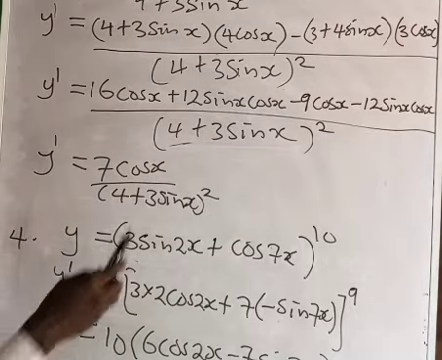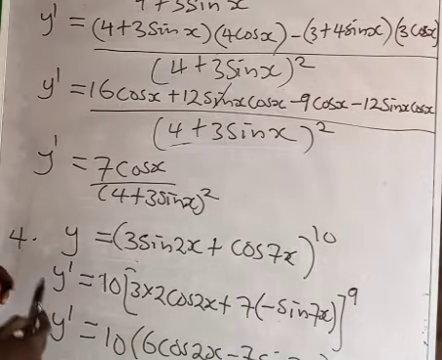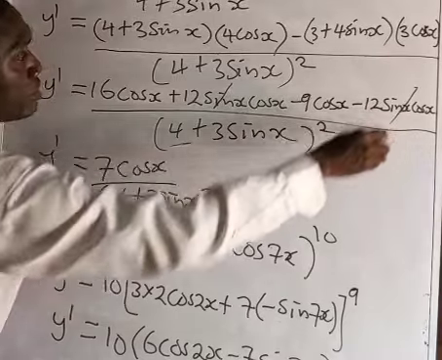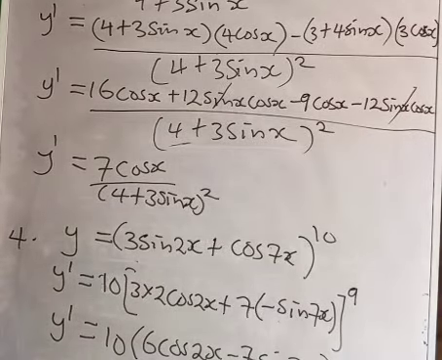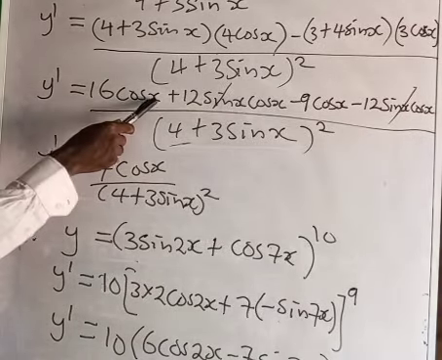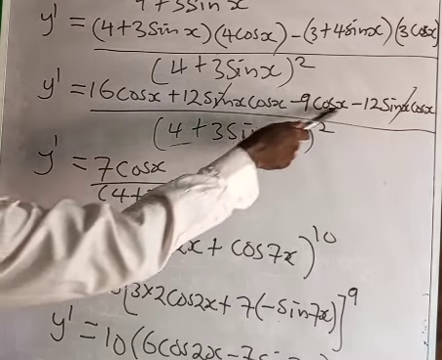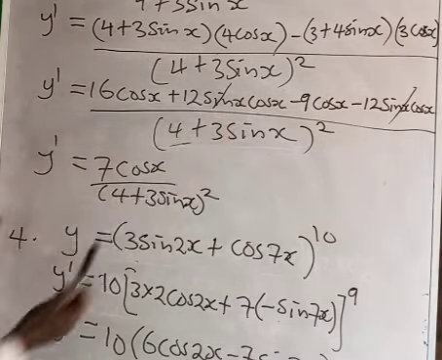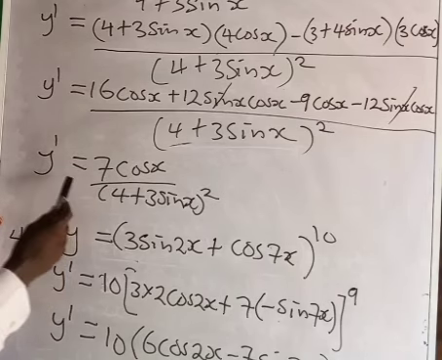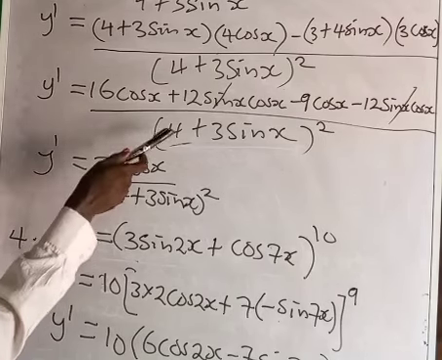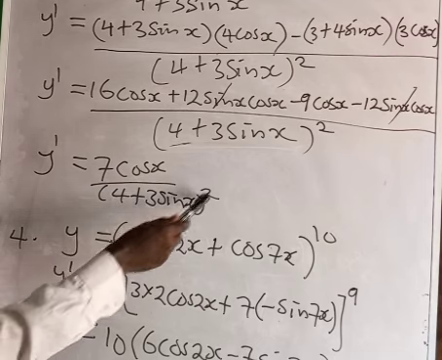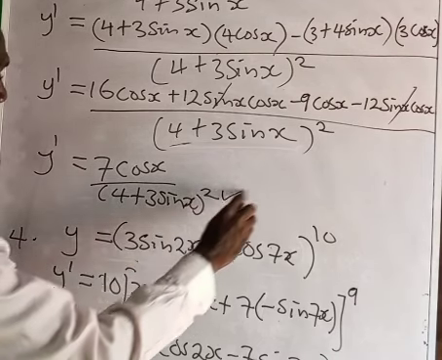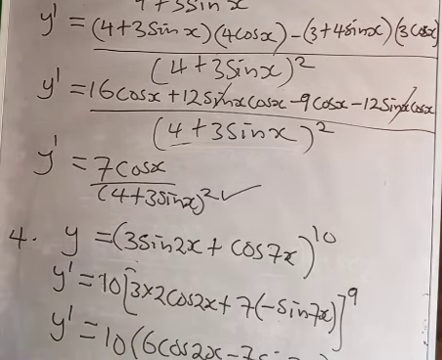Carefully looking at it, you see that plus 12 sine x cos x will cancel out with minus 12 sine x cos x. All we have is 16 cos x minus 9 cos x. They are like terms, so we combine them, 16 minus 9 giving us 7 cos x, all divided by, of course, 4 plus 3 sine x all squared as our final answer. That is number 3. Of course, you're making good progress, right?